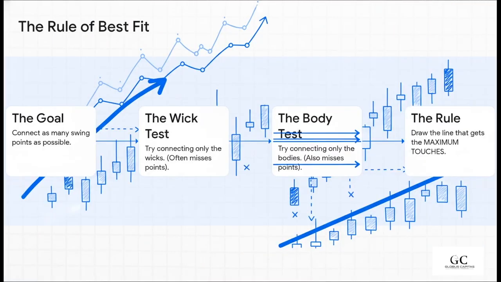Here's the secret, and it's going to sound way too simple. It's not about wicks or bodies. Your goal is not perfection. Your goal is connection. The one and only rule is this. Draw the line that gets the most touches, the line of best fit. Sometimes it'll touch wicks, sometimes bodies, sometimes both. Just get the maximum touches.